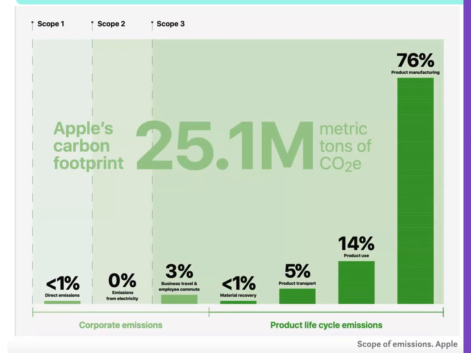And this is an example of Apple's carbon footprint. It's 25.1 million metric tons of CO2e. And you can see that it really picks up when it gets to production and manufacturing, where scopes 1 and 2 are fine. It gets to scope 3 and it becomes a problem.